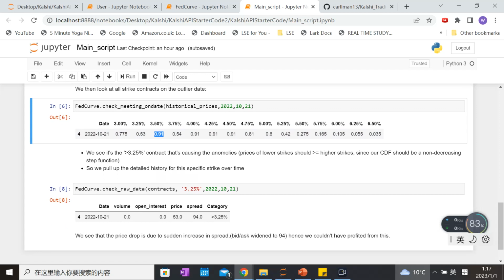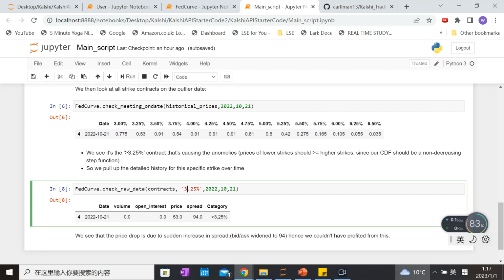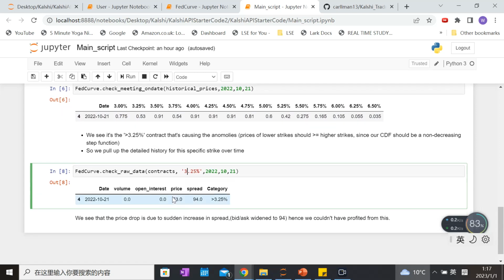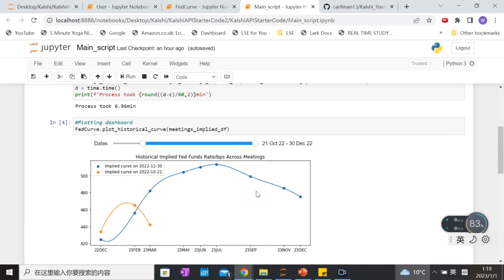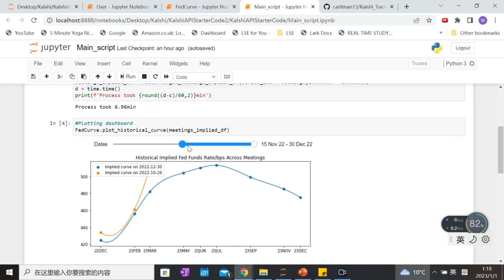So we further look at the specific strike for that meeting on this date, and we see that the price is indeed correct. But the thing is that the spread has increased a lot, which means the market is not really liquid. There's a huge difference between the price at which you can buy and the price at which you can sell. So we can't really arbitrage this kink in the curve because there's not a good price for that. So basically that's what you can do by playing with the meetings.